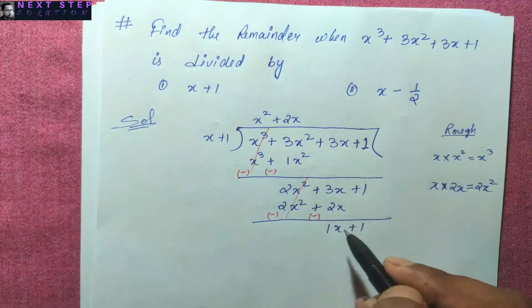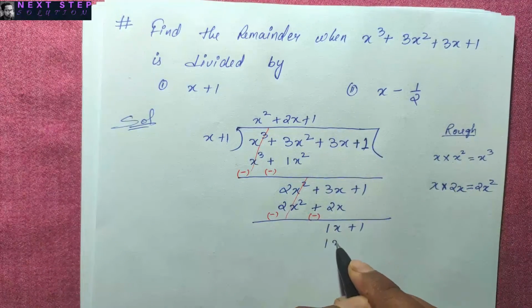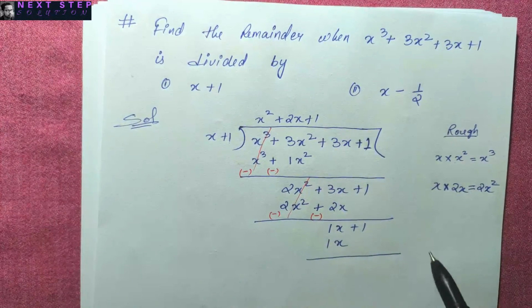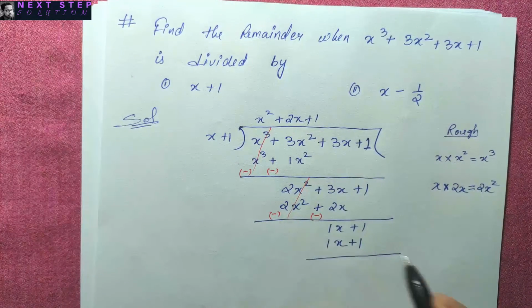Now x into what gives 1x? X into 1 will give 1x. We close it, but before subtracting we also multiply 1. 1 ones are 1. Both of them are positive, so plus.